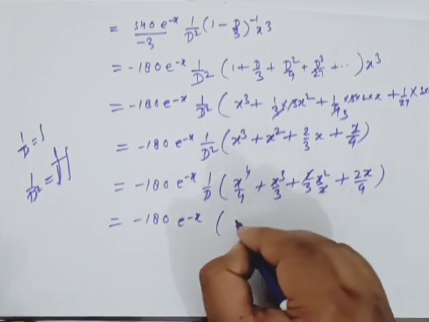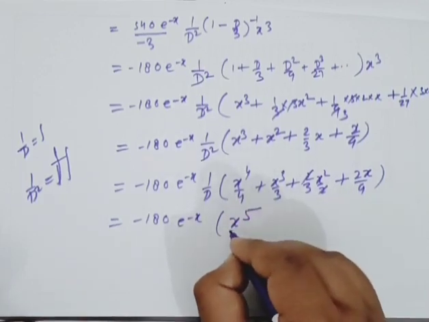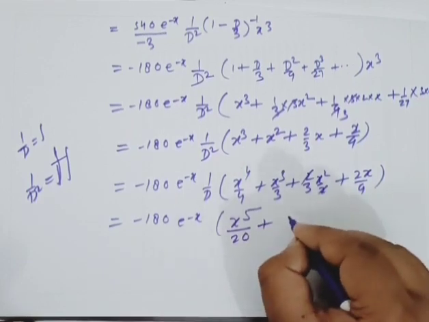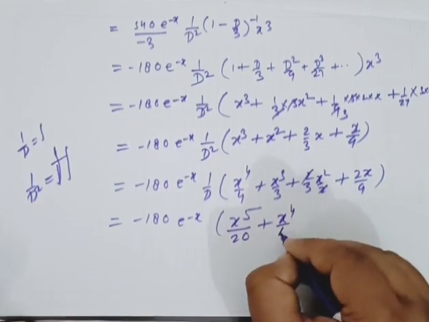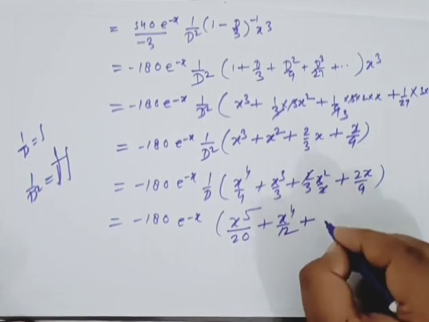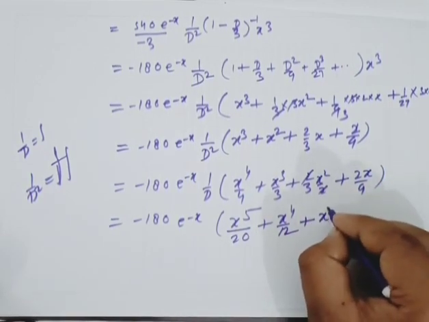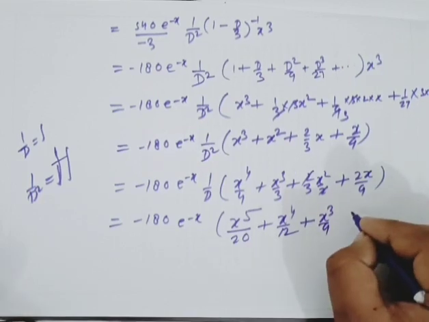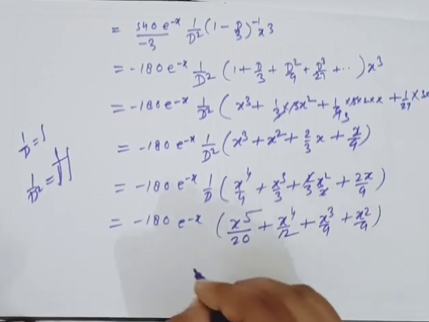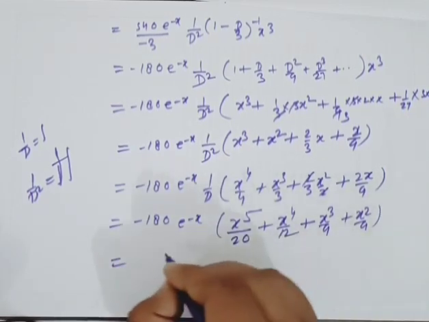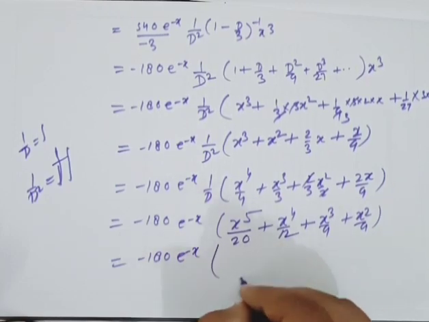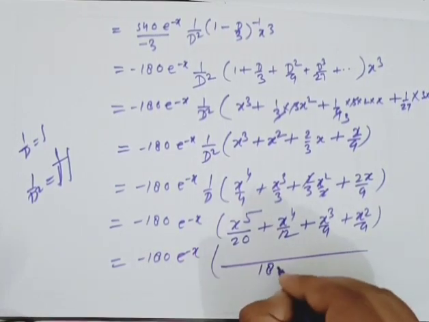So what about this? x to the power 5 upon 5 into 4, that is 20, and then plus x to the power 4 upon 12, and then plus 1 by 3 and x to the power 3 by 9, and then plus x square by 9, okay? So you can take 180 LCM in the denominator. The LCM of these terms is 180, obviously.